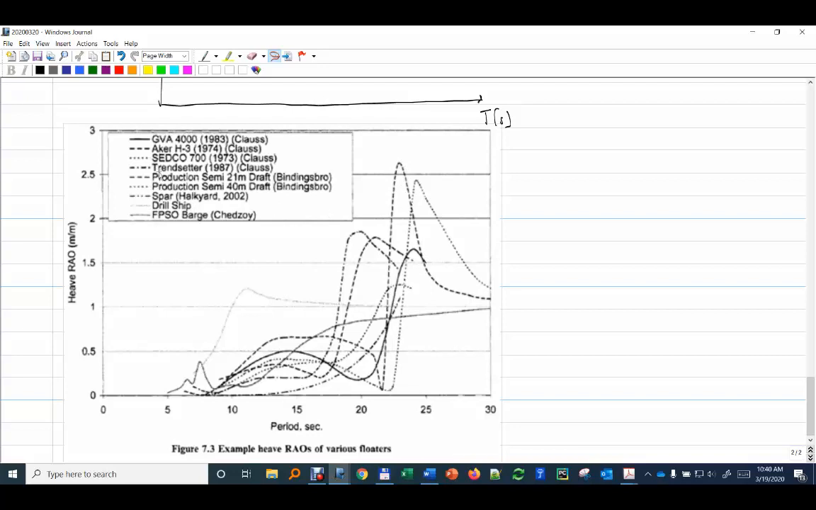And then you see the different vessels. You have semi-submersible, you have spar, you have a drilling ship, and you have an FPSO, which is a bit flat, like this. Let me show you a few more.